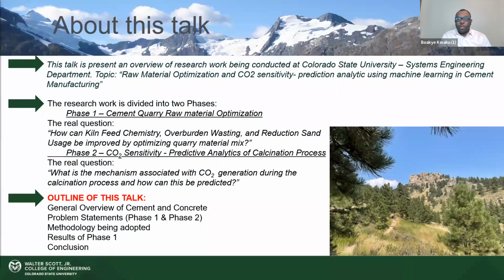The research work is divided into two aspects. Phase one, the first part, is cement quarry material optimization. The key question we want to answer is how can kiln feed chemistry, overburden wasting, and reduction in sand usage be improved by optimizing quarry material mix? The second aspect, phase two, is CO2 sensitivity analysis and predictive analytics of the calcination process. Whilst I'm giving the presentation, I'll go into details regarding these terms.